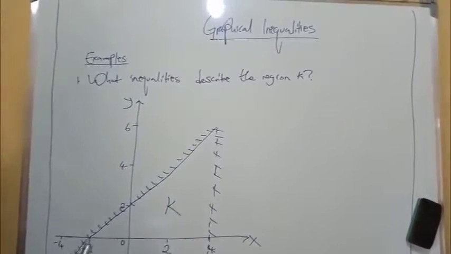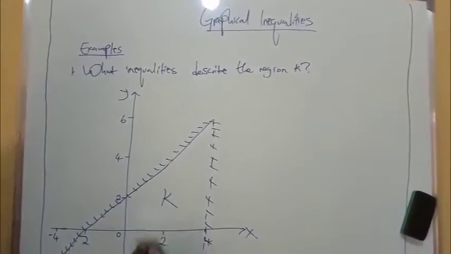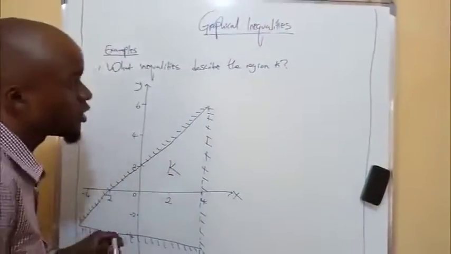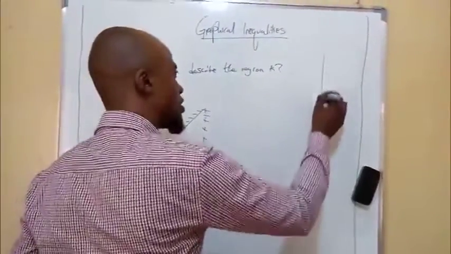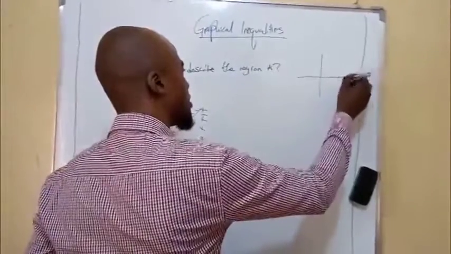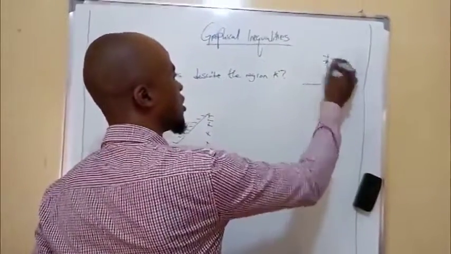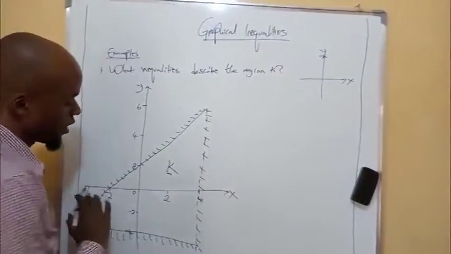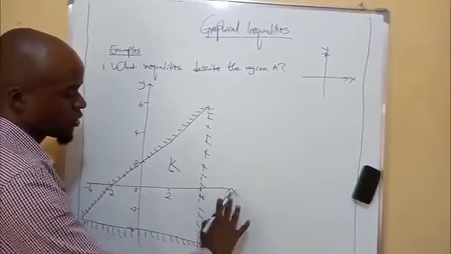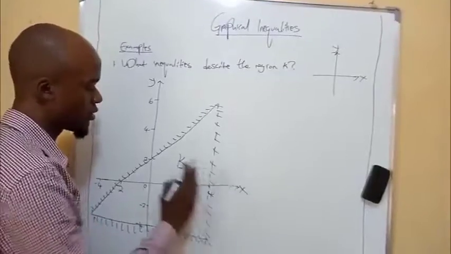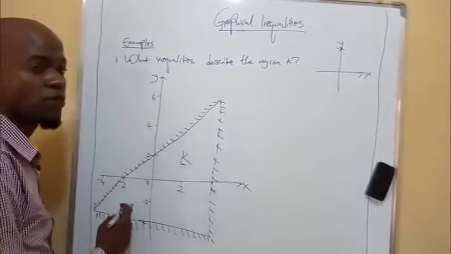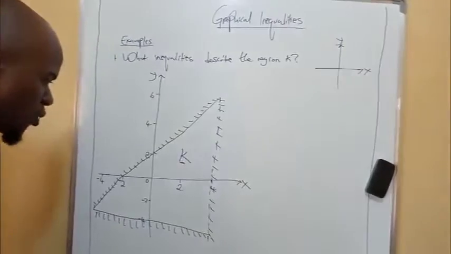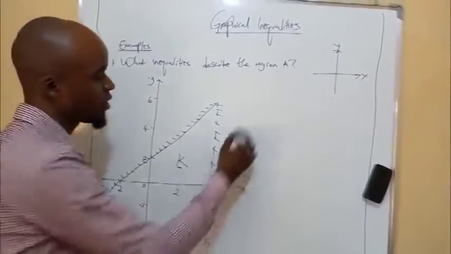What inequalities describe region K? This is the region K. You know that this is a Cartesian plane, so it has x and y. Every line going through this side, the horizontal line, is the x-axis. The line going up is a vertical line. We're going to start with the easier ones.